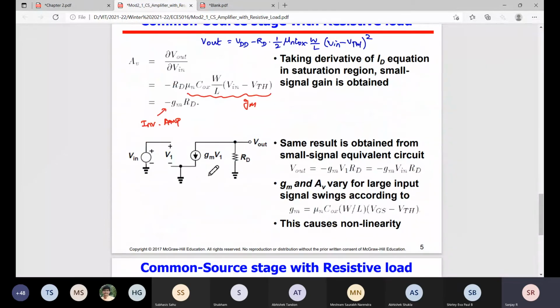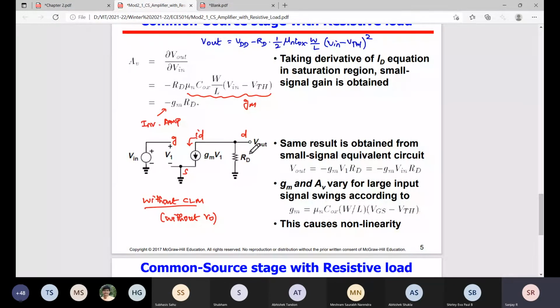So gm VGS, where VGS is this voltage. This is gate, this is drain, this is source. So VGS is V1, or simply Vin. gm V1. I didn't consider r0. So let's take it without r0, that is, without channel length modulation. I first neglect channel length modulation. Without r0 means ideal. This is small-signal current ID.